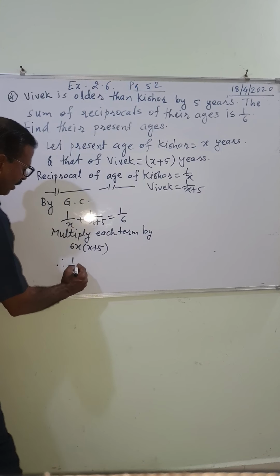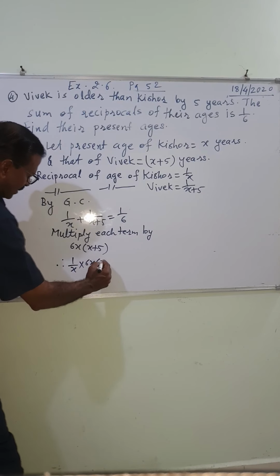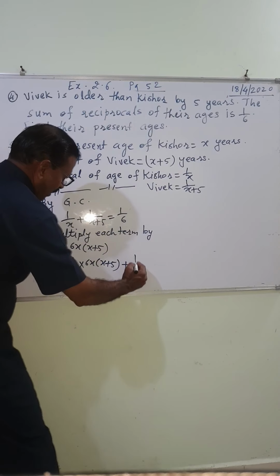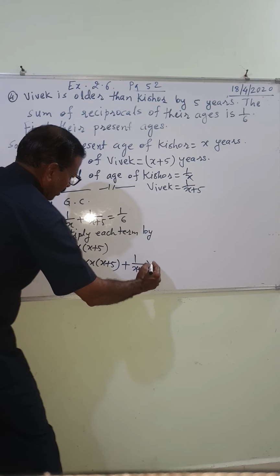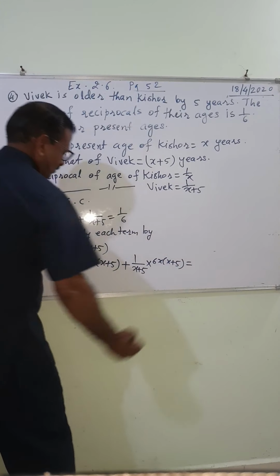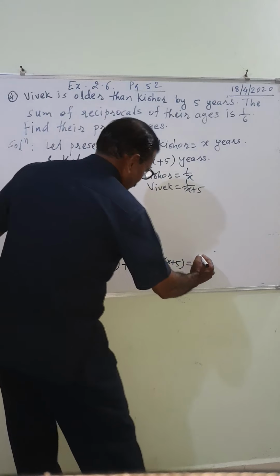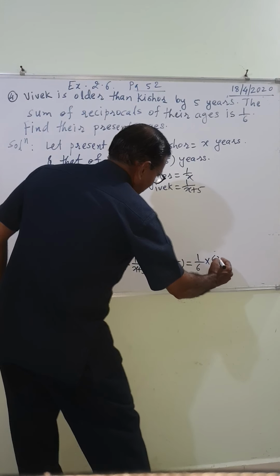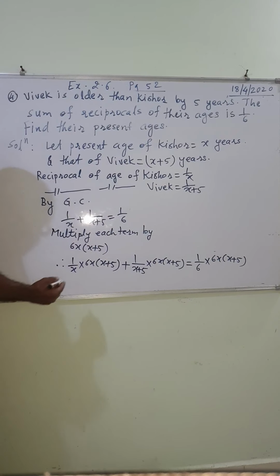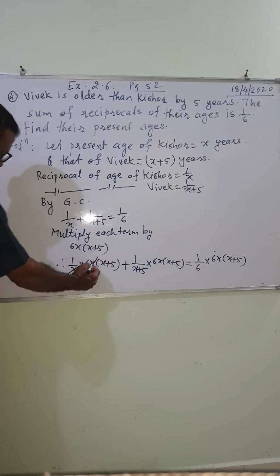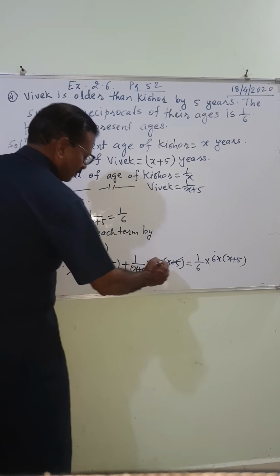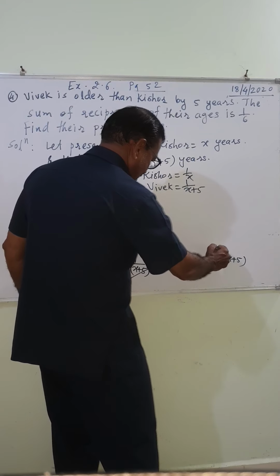Therefore, 1 upon x into 6x into x plus 5, plus 1 upon x plus 5 into 6x into x plus 5, is equal to 1 upon 6 into 6x into x plus 5. This way, in a very simple step, it completes. This x cancels, this x cancels. Put the bracket and then cancel it. Looks better. This 6 and this 6 get cancelled.